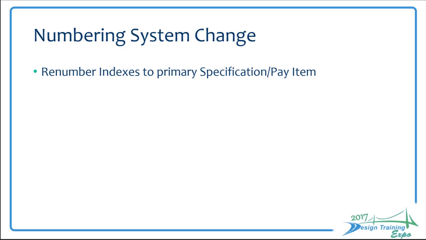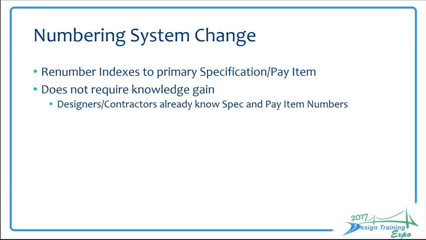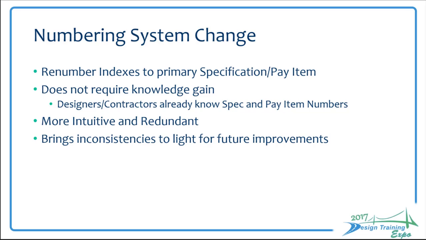So the renumbering of the indexes is based on the primary specification and pay item numbers. We realized that some of our indexes are associated with multiple specifications or pay items, but we went through a process of identifying the primary specification for each one of our indexes. It doesn't require knowledge gain. Designers and contractors already know the spec and pay item numbers, and it's more intuitive and redundant. It also brings inconsistencies to light for future improvements.